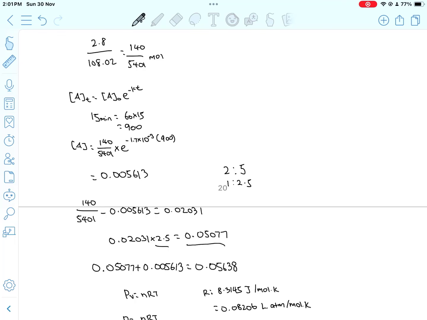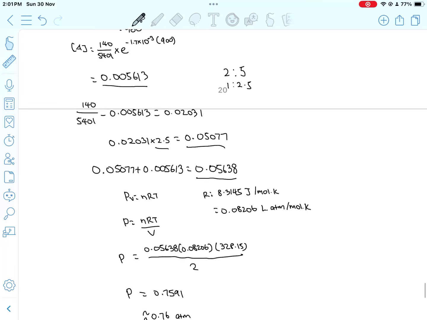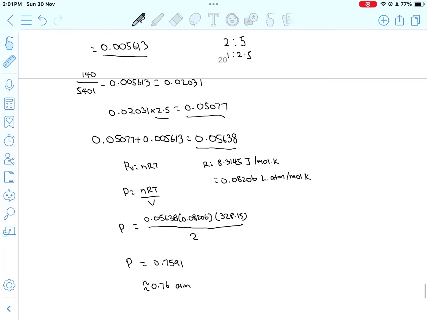So next, the amount of moles of products formed plus the amount of moles of your reactants left will give you the total amount of moles inside the container, which is 0.05638. Next, using the ideal gas law, we can find the pressure from this amount of moles. So basically divide both sides by volume and then sub in everything and you get 0.76 atmosphere.